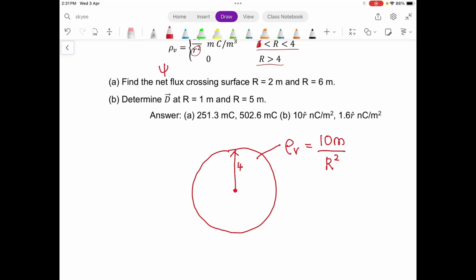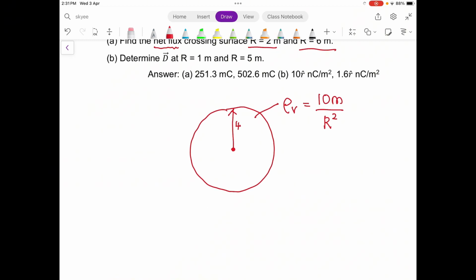You have to find the net flux crossing the surface. The net flux is this, C, which is also equivalent to the Q. So you need to find the Q when the R is 2 and when the R is 6. R is 2 is over here, and 6 is over here. So let's find the Q.